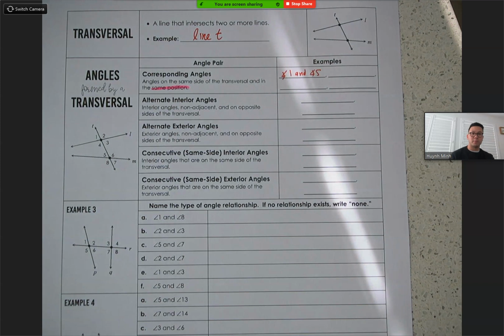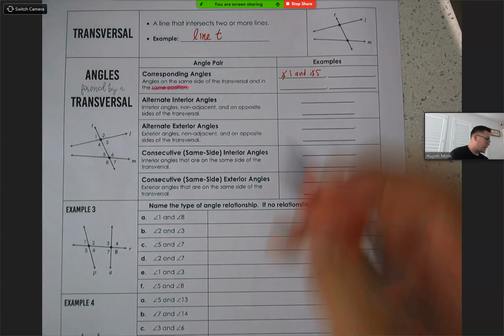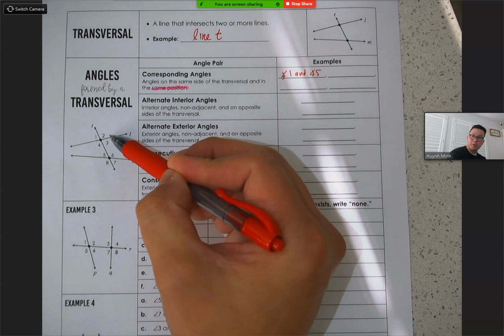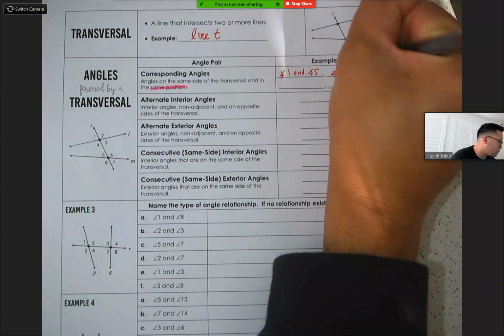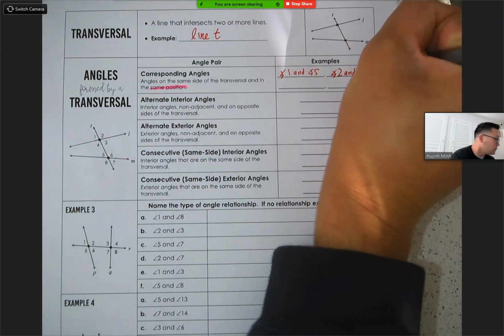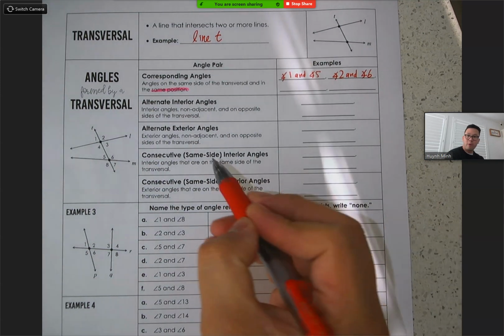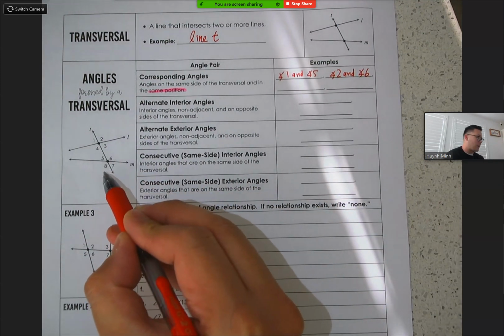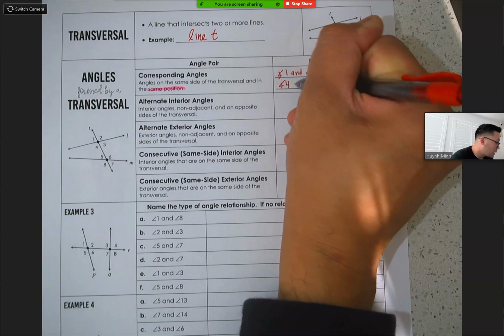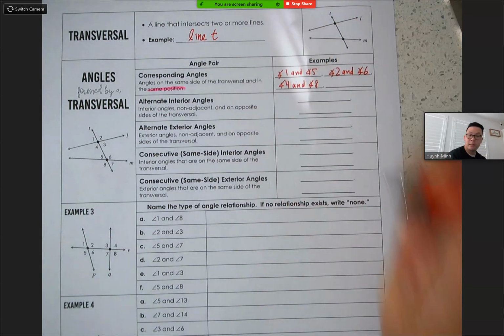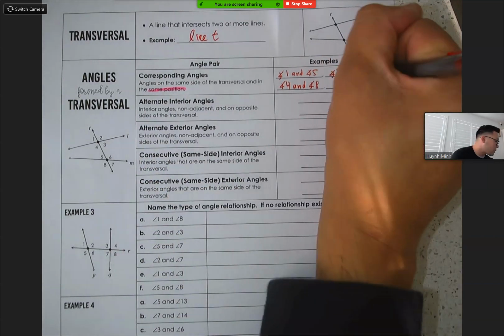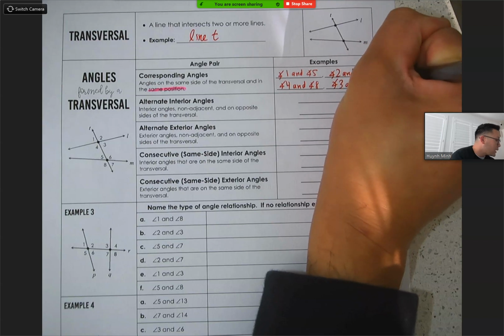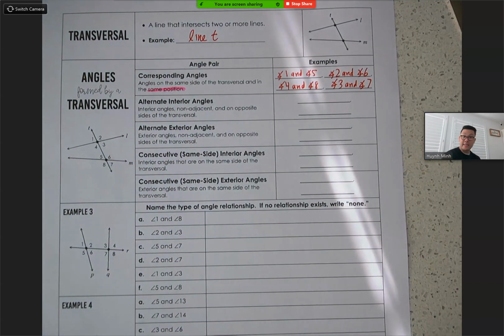These are going to be super quick to do, right? Now, next one is that I have angle 2. Well, angle 2 is on the top right corner, so is angle 6. So I can say angle 2 and angle 6. Angle 4, bottom left corner. 8, bottom left corner, so I'll have angle 4 and angle 8. And the last one, angle 3, bottom right, angle 7, bottom right, so angle 3 and angle 7. It's that easy. So corresponding angles are in the same position, right?